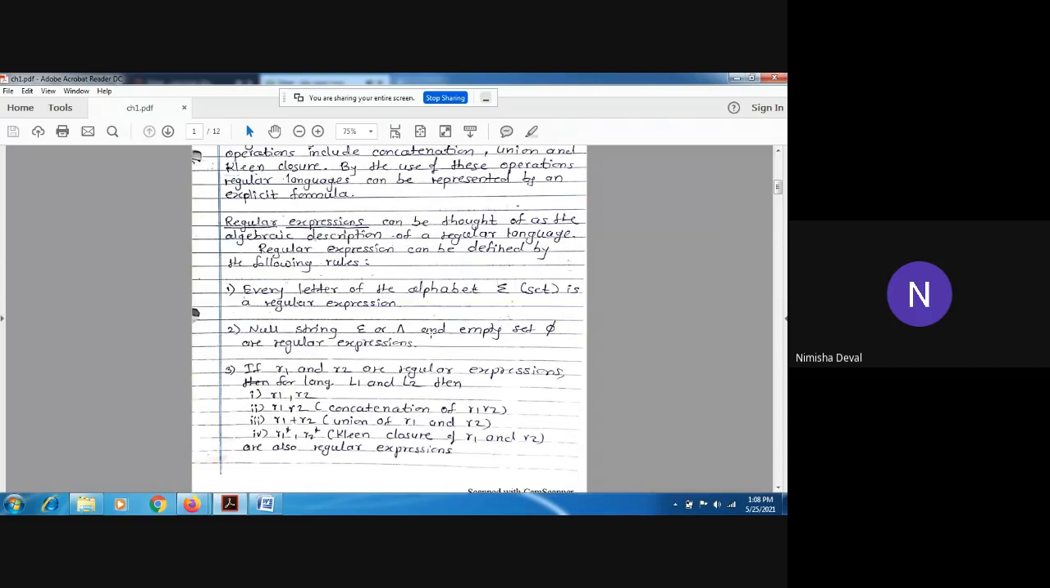And then, if R1 and R2 are two regular expressions, then separately R1 is a regular expression and R2 is also a regular expression. Then R1 R2, meaning their concatenation, is also a regular expression. The union of both regular expressions is also a regular expression. And after that, R1 star and R2 star, meaning Kleene closure. Kleene closure is nothing but, yes, can anybody tell me a sentence for this? What is the definition of Kleene closure and positive closure?